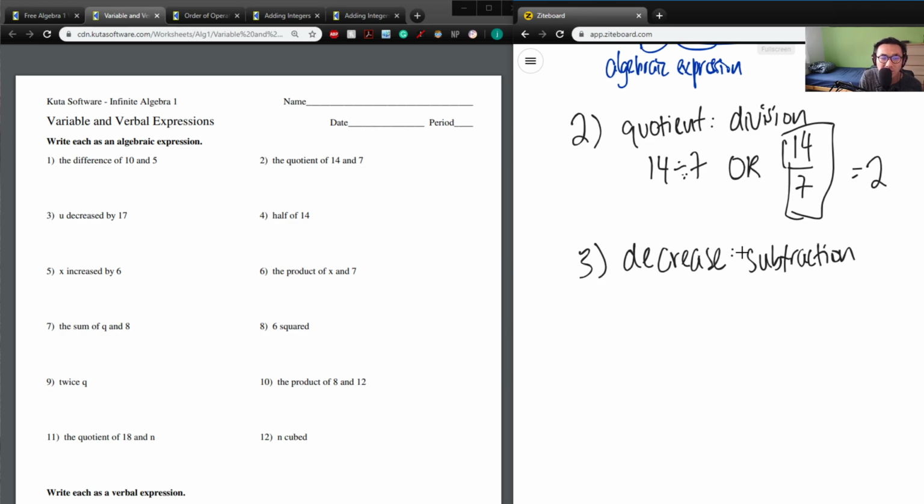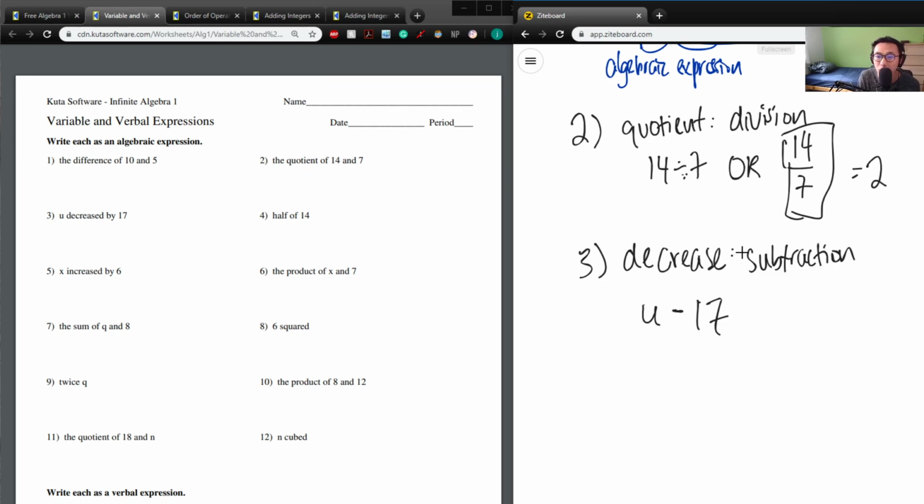And we have u decreased by 17. We don't know what u is. U here is defined as a variable. So this is our first variable here, u. And we're going to decrease it, so subtract it by 17. And that's kind of our algebraic expression. In this case, we can't solve for this. This doesn't solve for anything. We don't know what u is in this case. We didn't define u as anything. So in this case, it was just an algebraic expression.